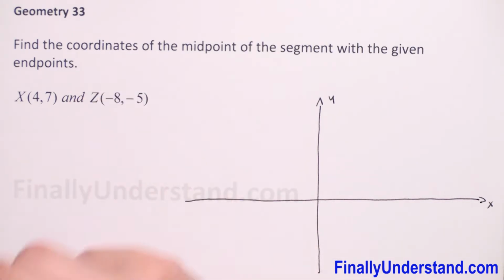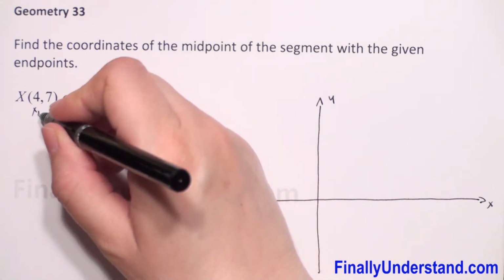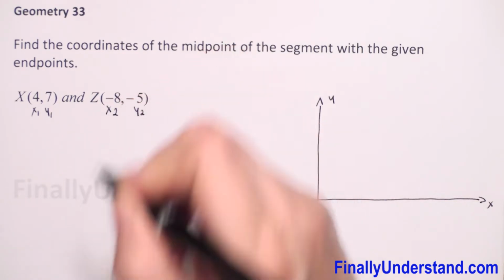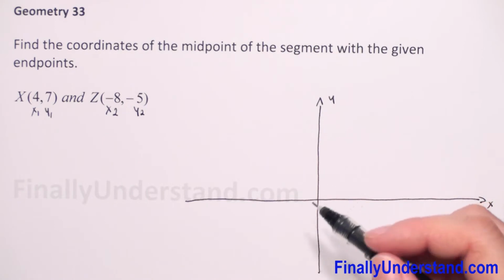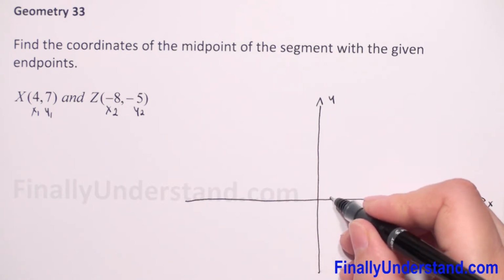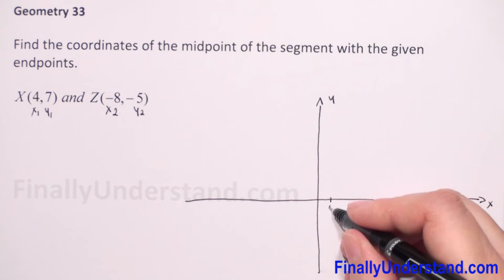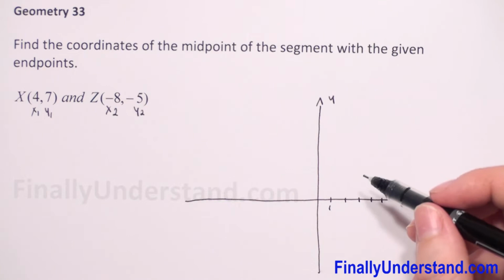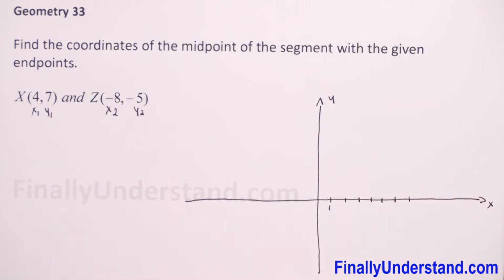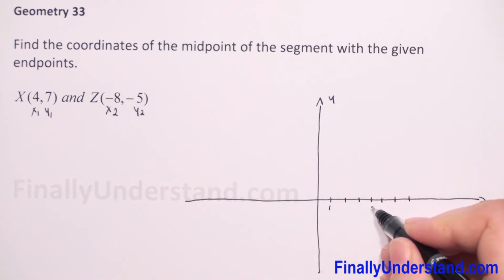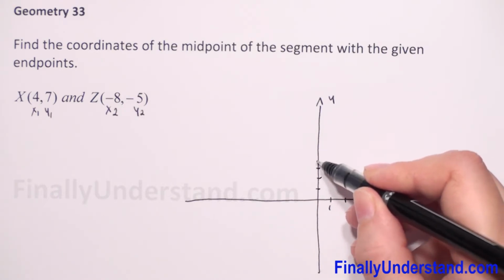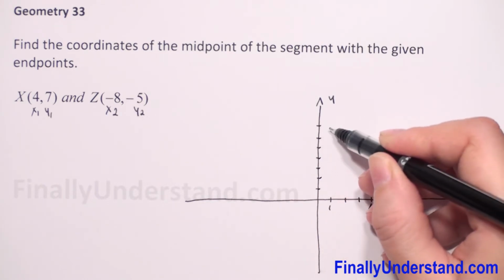X is always the first coordinate. Because we have 2 points, I will put this as x1, y1, x2, y2. And our first point is (4, 7). So let's choose a small unit. 1, 2, 3, 4, 5, 6, 7. Of course, x is equal to 4, so we have 1, 2, 3, 4, and y is 7: 1, 2, 3, 4, 5, 6, 7.